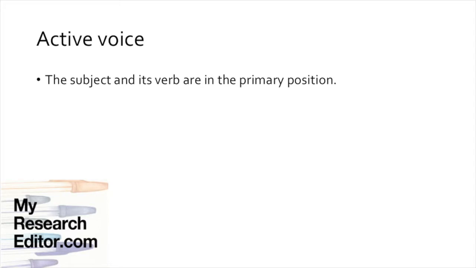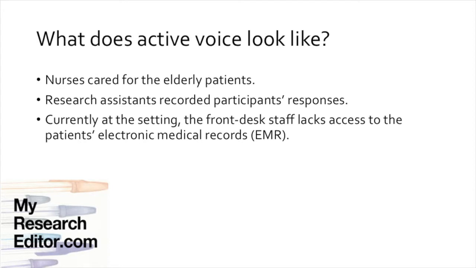Now, with active voice, on the other hand, the subject or the noun and its verb come first, or in the primary position in the sentence. Here are some quick examples of active voice. Notice the placement of the subject and the verb in each sentence. Here I've highlighted the subjects in green and the verbs in red. Notice how each subject-verb combination is in the primary position in the sentence.